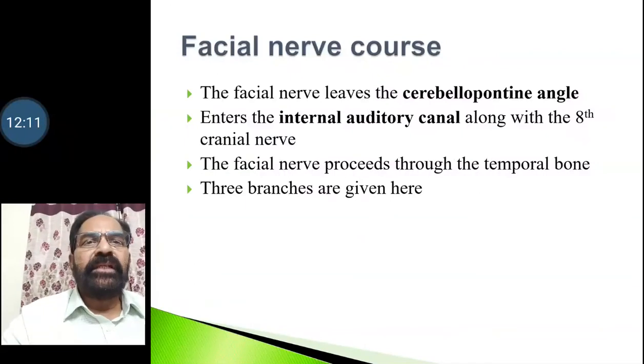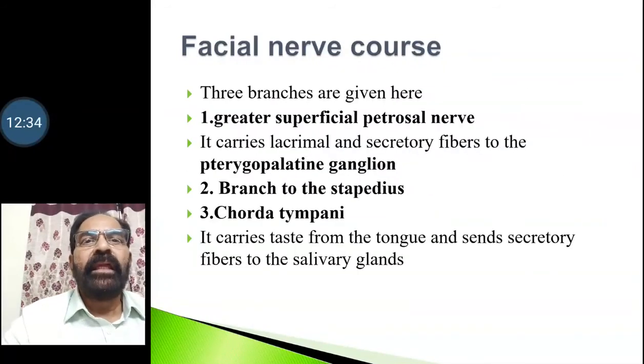Then coming to facial nerve course, as we already discussed, the facial nerve leaves the cerebellopontine angle, enters the internal auditory canal with the 8th nerve, that is vestibulocochlear nerve. Then the facial nerve proceeds through the temporal bone and it gives 3 branches in the temporal bone. So the 3 branches which are given are, one is the greater superficial petrosal nerve. It carries lacrimal secretory fibers to the pterygopalatine ganglion.